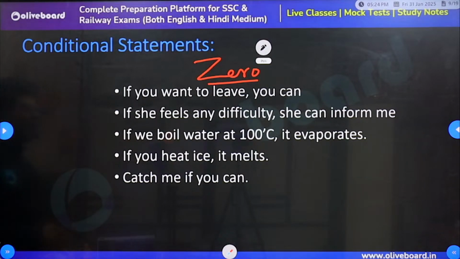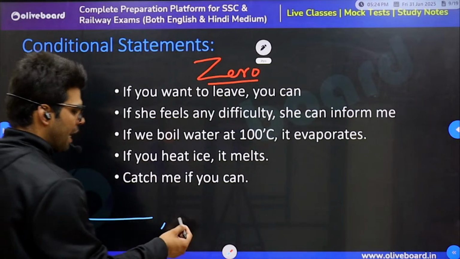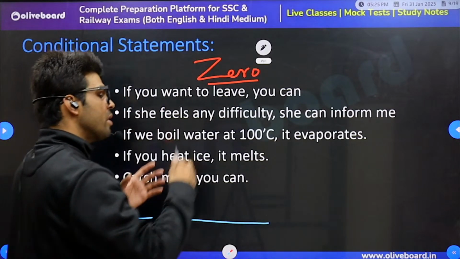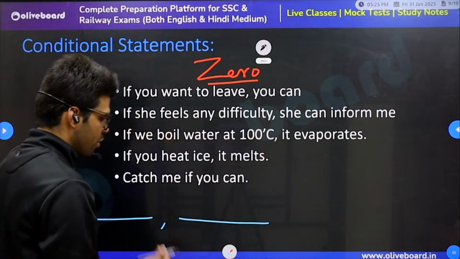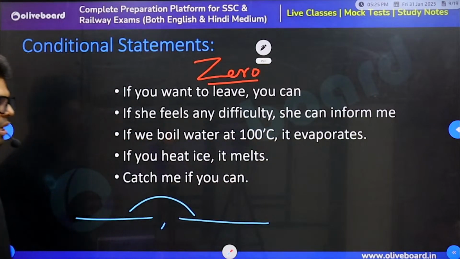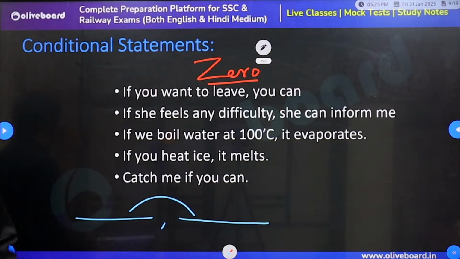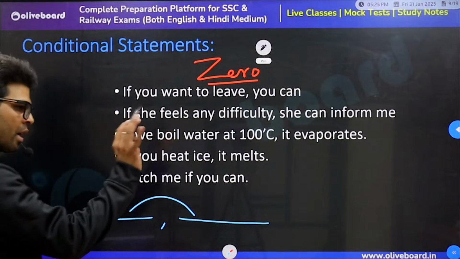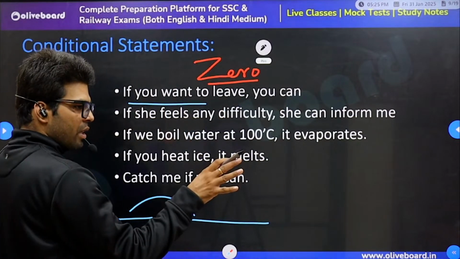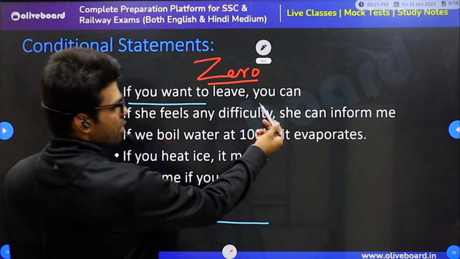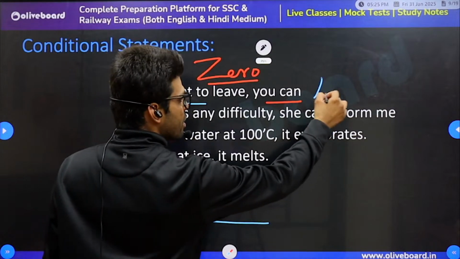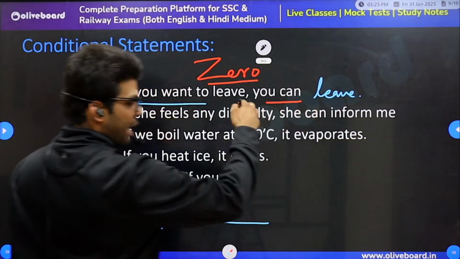So we have a zero conditional also, where both the action and the result happen in present, not in future. We put them in such a manner. Judge these: "If you want to leave, you can." This is not future. You can leave, say. This is not future. Can is not used in future.